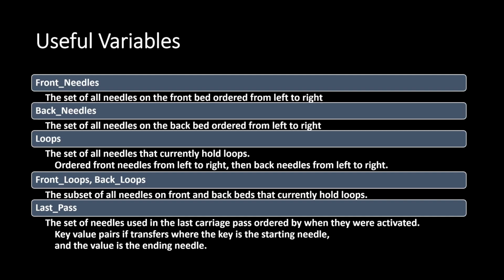And you can access the last pass, which is going to give you the set of needles used in the last carriage pass ordered by when they were activated. In the case of a transfer, this is going to give you key value pairs, where the key is the starting needle, the needle that was holding a loop, and the value is the ending needle, the needle that ultimately holds the loop after the transfer.